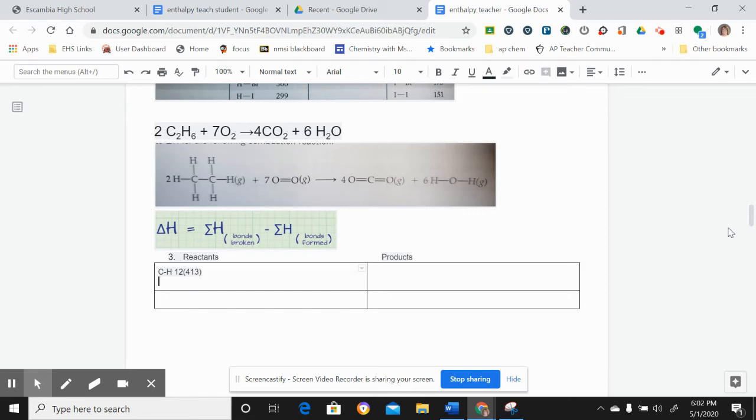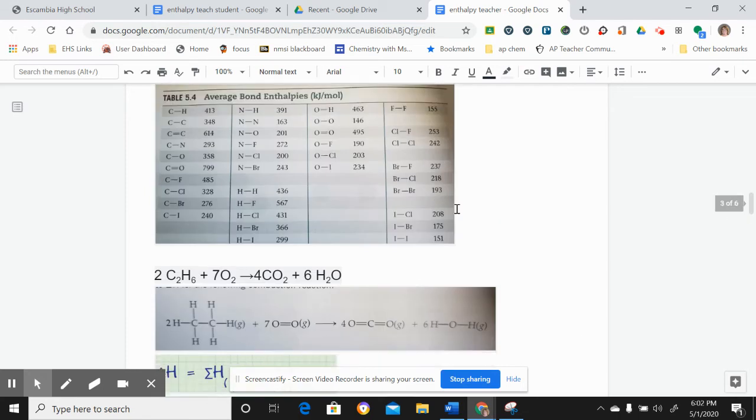What else do I have on the left-hand side of the equation? I have O double bonded to an O. So I have oxygen double bonded. How many do I have there? I have 1 right here, correct? But how many molecules do I have? I have 7. So therefore I have 7. And now I have to look up to see what oxygen double bond is. It is 495.